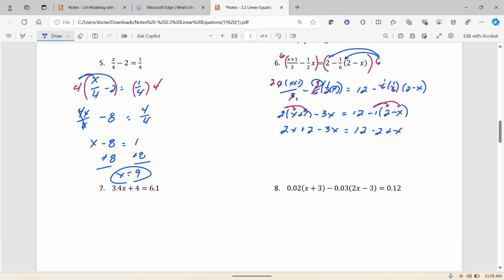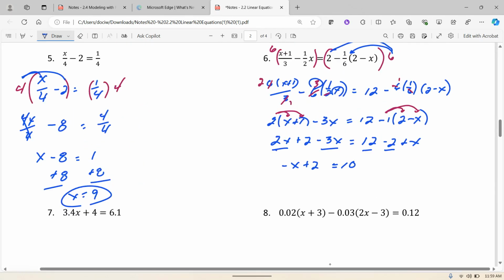I'm going to combine like terms. On the left, I have 2x and a negative 3x. That's a negative x plus 2. On the right-hand side, the 12 and the negative 2 will combine to give me 10.